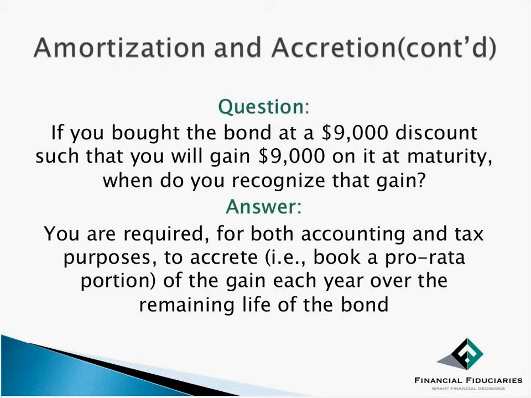But again, that's not what they want you to do for accounting purposes or for tax purposes. So what happens here in this situation is you would recognize a $3,000 gain on that investment in year 1, a $3,000 gain in that investment in year 2, and then a $3,000 gain in year 3 to again level out the accretion in that value of that bond.